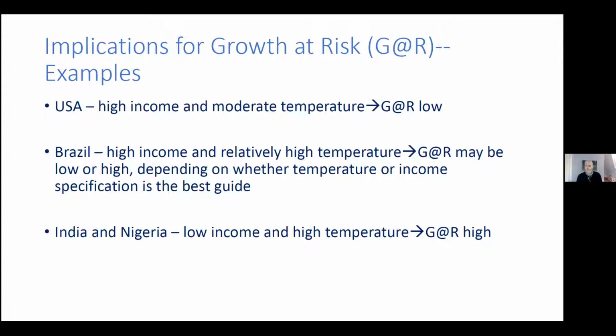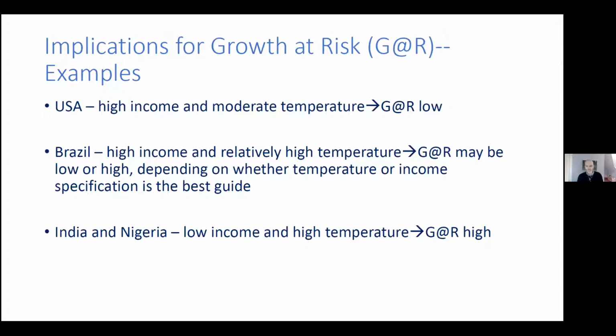Brazil is actually considered high income, because there are only two buckets in this regression, high and low income, and it's whether you're an above median or below median income level country for the globe. Brazil is above the median. So Brazil is a high income country, but it's also relatively hot. Its average temperature is about 24 degrees Celsius. As a result, whether its growth at risk is high or low depends on which of these two empirical specifications is right. The paper does not take a stand on which specification is right. Brazil is one of the countries where it really matters. Does it matter if you're high income, or does it matter if you're already hot and are going to get hotter?